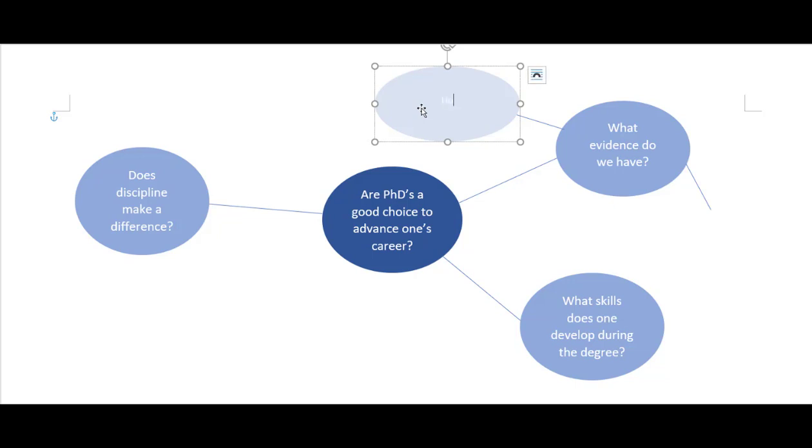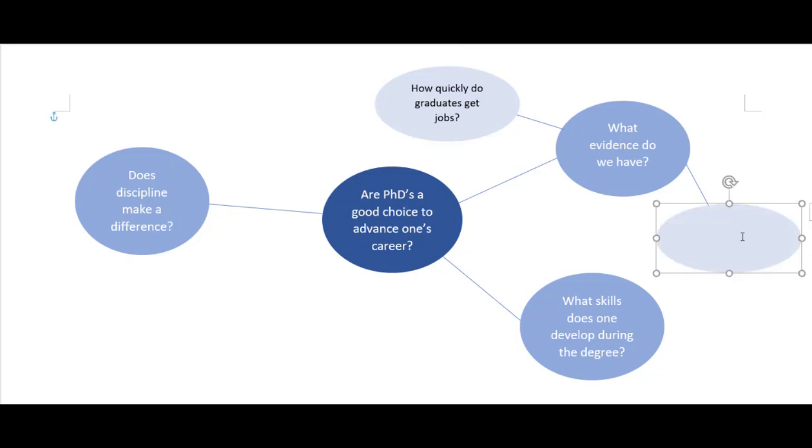In my example, I will jot down things that I think would be useful to establish. So with regards to evidence, I will need to research how quickly do PhD graduates secure jobs. And I might also look at reports on where the graduates are 10 years post-PhD.